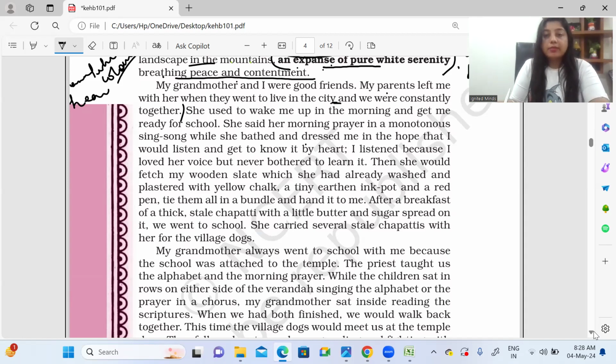She used to wake me up in the morning and get me ready for school. So the very first thing she would do was wake the narrator up and ask him to get ready for school. She said a morning prayer in a monotonous sing-song while she bathed and dressed me, in the hope that I would listen and get to know it by heart.